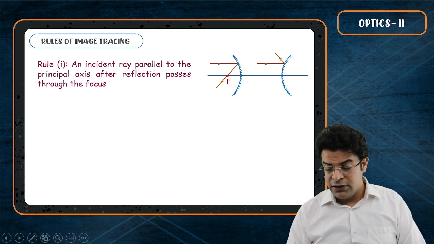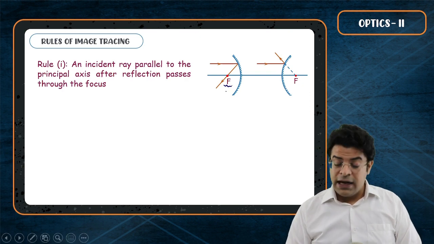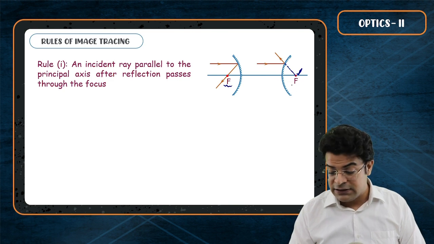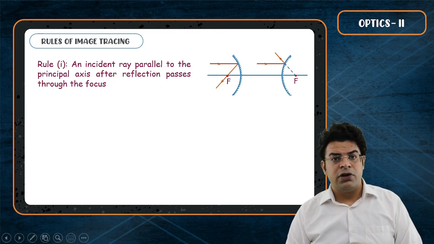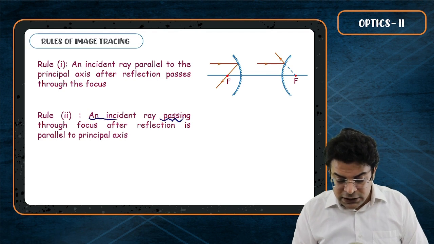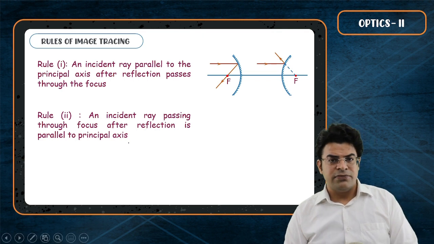So you will say that this point has to be the focus, where you get the extension of the reflected ray cutting the principal axis. That point is the focus. The second rule of ray tracing: an incident ray passing through the focus, after reflection, is parallel to the principal axis.